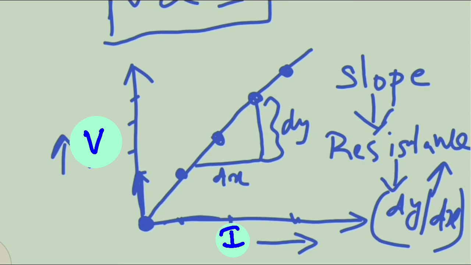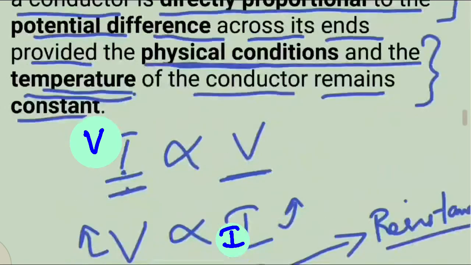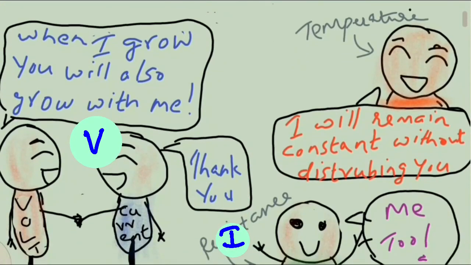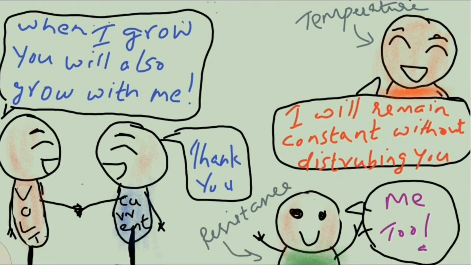Now in order to conclude Ohm's law and keep this law in your mind, I'll show you a simple cartoon. Here you can see that the voltage, the potential difference, and the current are handshaking. The voltage is saying, when I grow, you will also grow with me. So voltage is helping the current to grow.